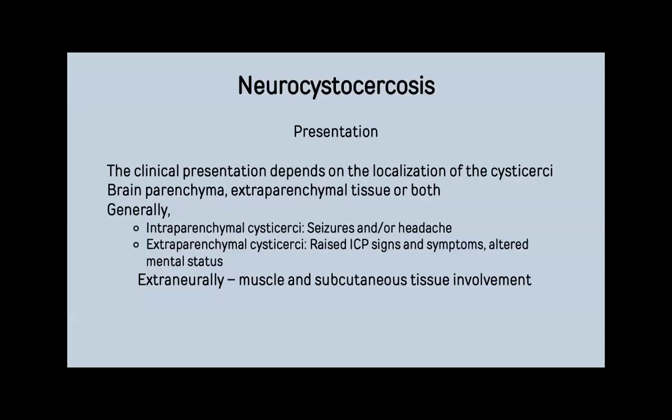The clinical presentation depends on the localization of the cysticerci. Lesions can be in the brain parenchyma, extraparenchymal tissue, or both. Generally, lesions located intraparenchymally present with seizures and/or headache, and lesions in the extraparenchymal tissues present with signs of raised intracranial pressure and altered mental state. Other organ systems that may be involved are muscle and subcutaneous tissue.